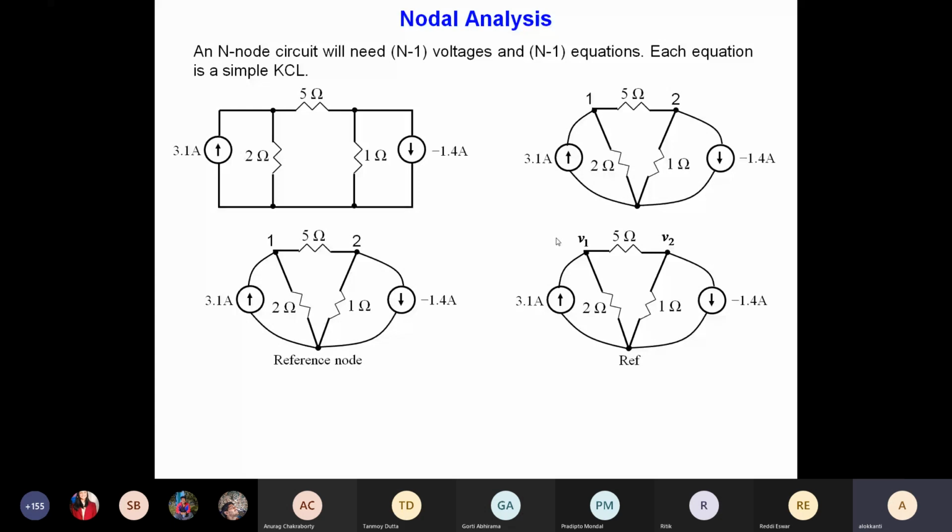So we discussed this nodal analysis. Nodal analysis is basically an analysis using KCL, or Kirchhoff's current law, and we described it with this example.